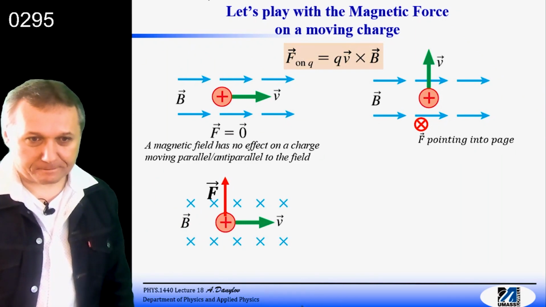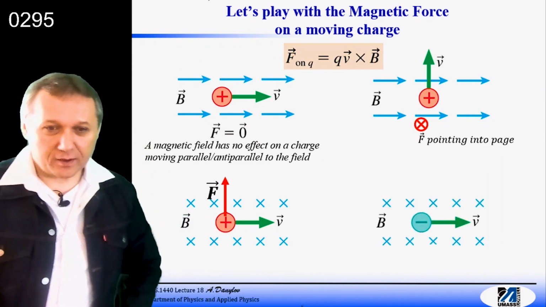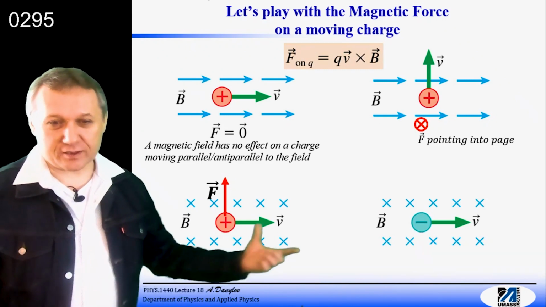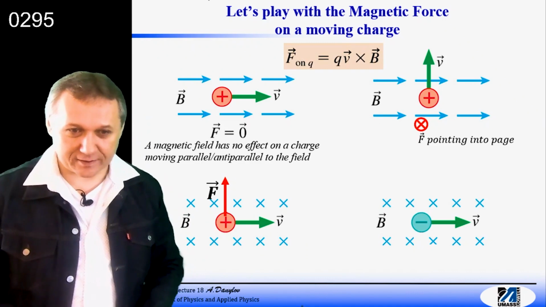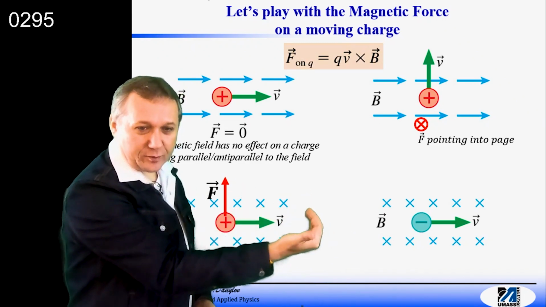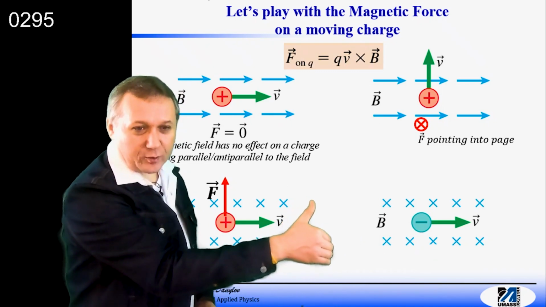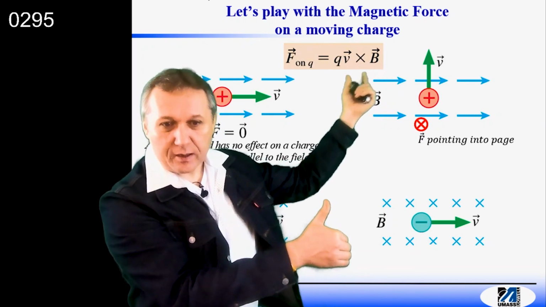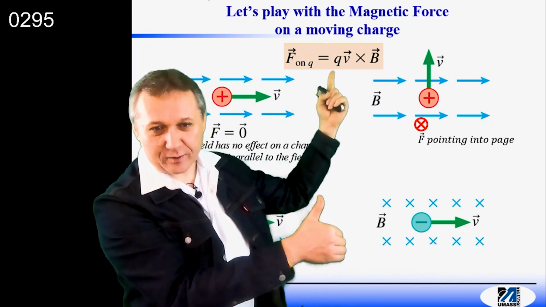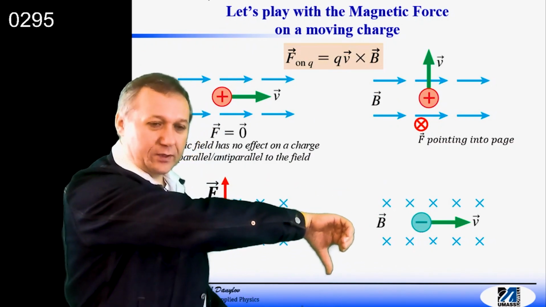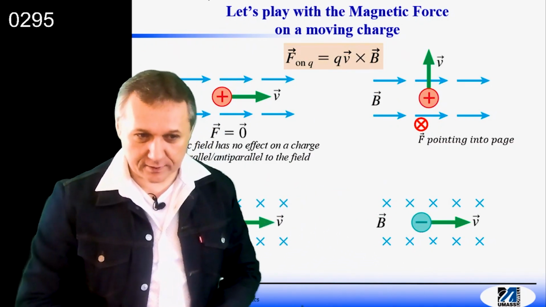Okay, and now the last example. Let's assume this situation. It's similar to this one, but now the charge is negative. Again, V cross B, and my outstretched thumb gives me the direction of the cross product, V cross B. But the charge is negative now, so I have to flip the direction. So now the direction of the force is reversed.